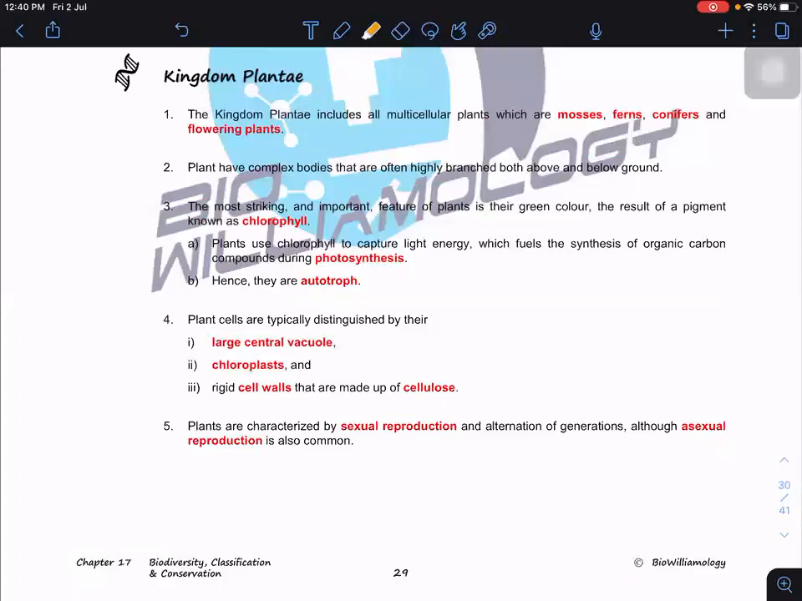Okay, so we'll come to the last, not last kingdom, but last part for today. We call it the Plantae, the kingdom Plantae. So plants are all multicellular, which are mosses, ferns, conifers, and flowering plants. They belong to this. So they have a complex body. For kingdom Plantae and Animalia, they have a complex body.